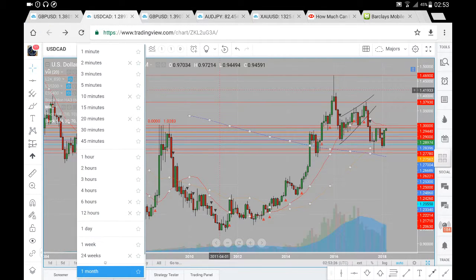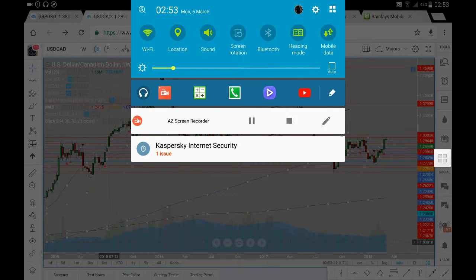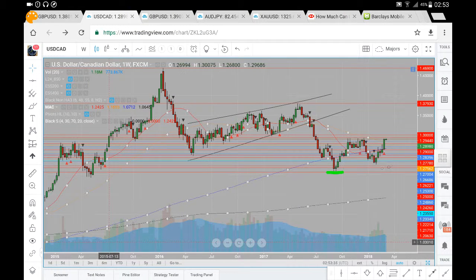Now, we'll have a look at the weekly chart. And on the weekly chart, we do seem quite bullish, actually. So we've got our low there, plus a higher low. We're into a period of consolidation. We've come into that area of consolidation with a very strong weekly candle from last week. So, brief pullback possible before we see that upside break on the US dollar CAD.